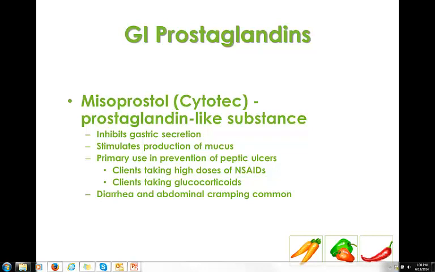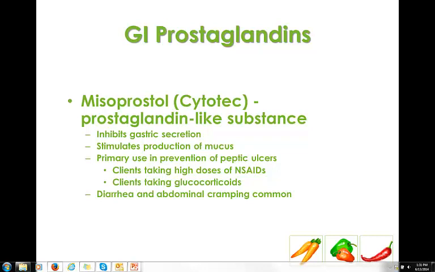Misoprostol is primarily used in the prevention. It might be given along with patients that have to take high doses of NSAIDs, for instance, someone with arthritis. Because we know NSAIDs irritate the GI, we could give the misoprostol in order to not only reduce the gastric acid, but also offer more protection. Glucocorticoids would be another drug that can irritate the GI, and so misoprostol would be useful for them.